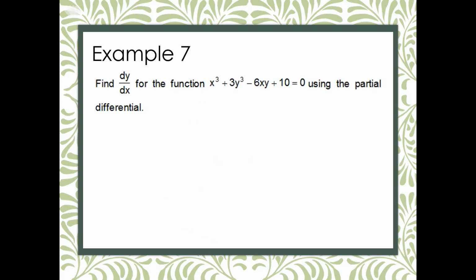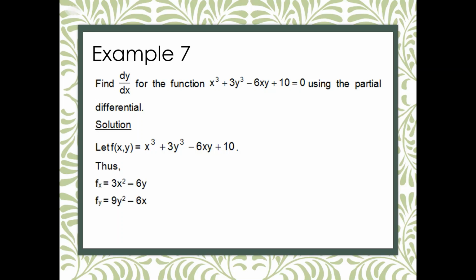Refer to example 7. You need to find dy over dx for the given function using partial differentiation. To solve, you need to define fxy first, that is by moving all the terms to one side. Normally, we bring all the terms to the left-hand side. Next, determine fx and fy. For this function, fx is equal to 3x squared minus 6y, and fy is equal to 9y squared minus 6x.